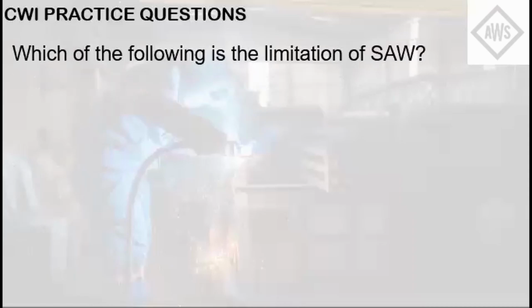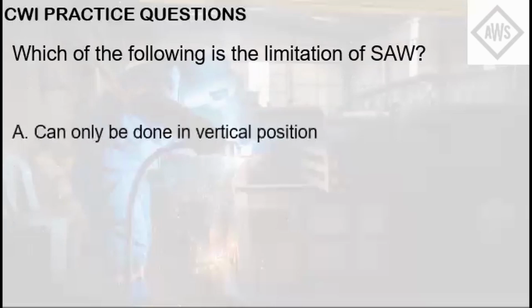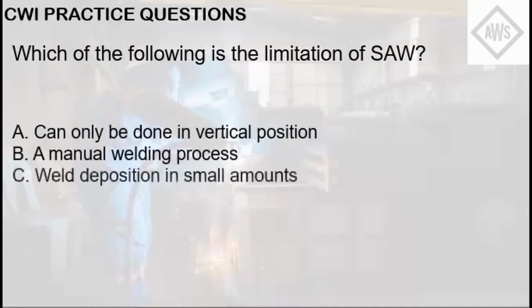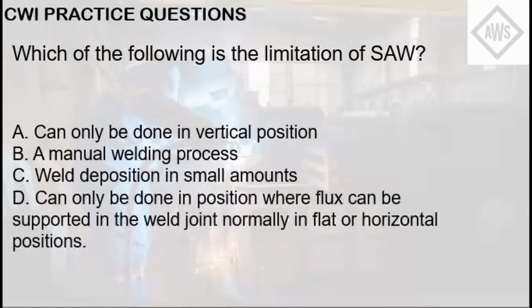Next question: which of the following is the limitation of SAW? Letter A, can only be done in vertical position. Letter B, a manual welding process. Letter C, weld deposition in small amounts. Letter D, can only be done in a position where flux can be supported in the weld joint, normally in flat or horizontal positions. So here in SAW, one limitation is that it cannot, I repeat, cannot be done in vertical position. So letter A is automatically eliminated.